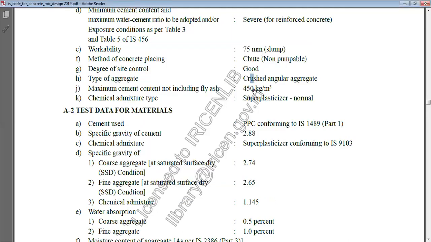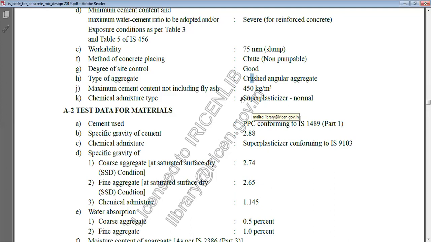Okay. Next we have the maximum cement content. Not including fly ash, that is 450 kg per meter cube. This one I can also obtain from IS 456, which gives the minimum and maximum cement content. The maximum cement content is 450 kg per meter cube.